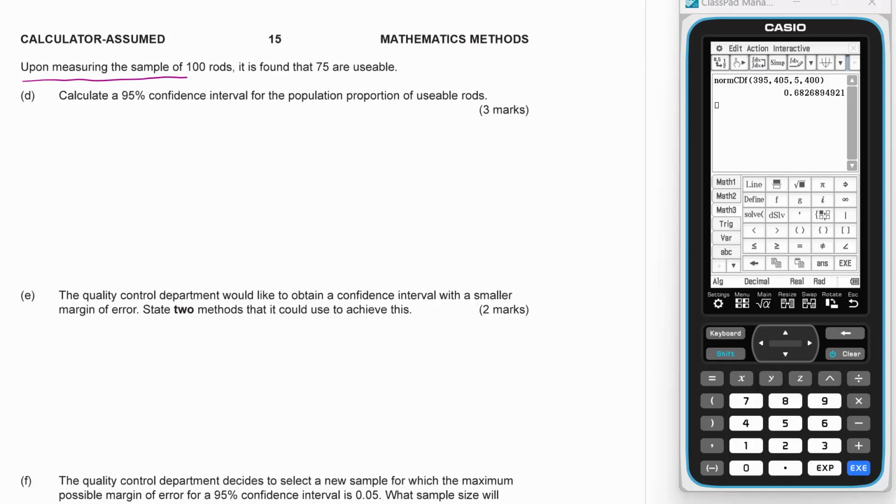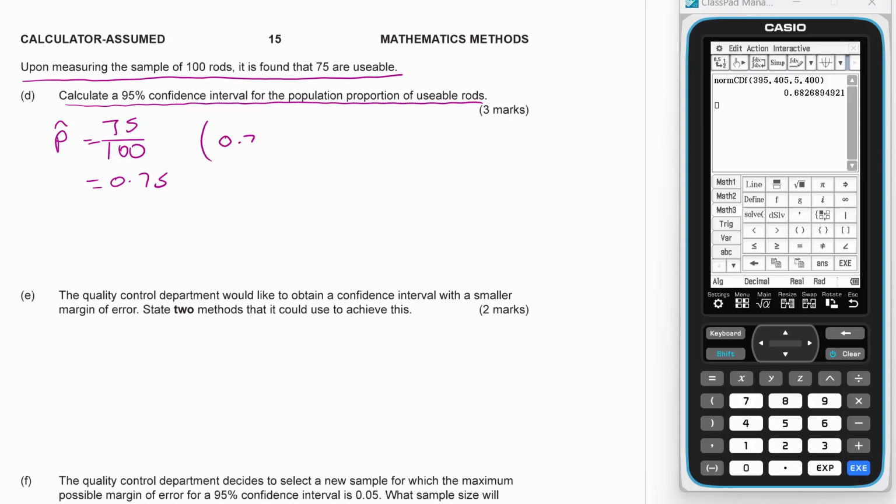Upon measuring the sample of 100 rods, it's found that 75 are useful. And that does work out to be 75% of them. 75 over 100 is our measurement of P, and so that is 0.75. We want to calculate a 95% confidence interval for the population proportion of usable rods. So we can state how we would do that.